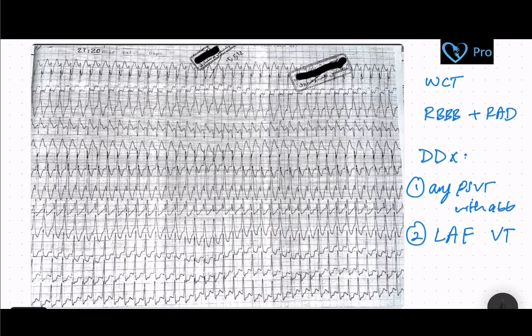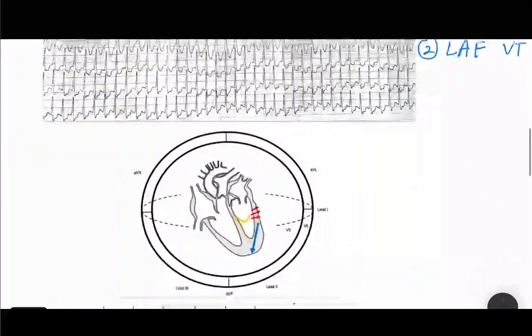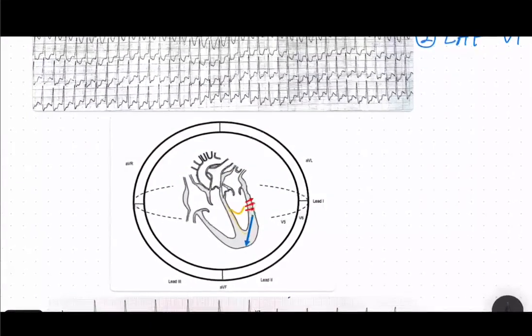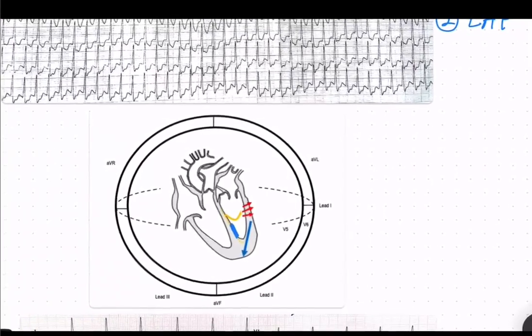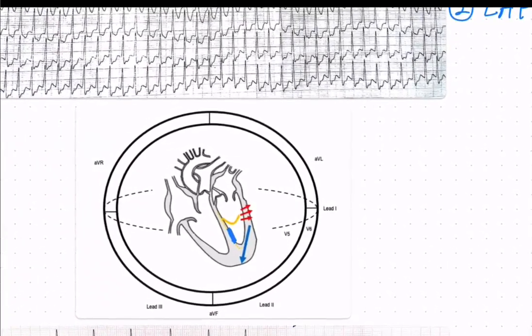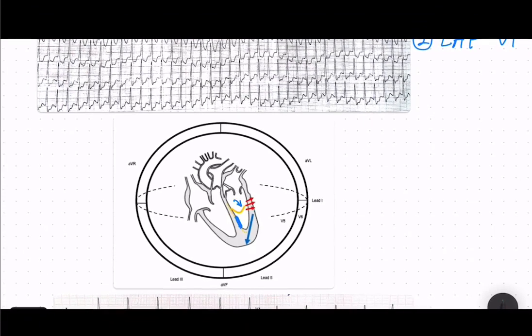However, it is much less common for the left posterior fascicle to be blocked than the left anterior fascicle. As you can see in this image, the left posterior fascicle is much more broad, relatively resistant to damage compared to the slim single tract that makes the left anterior fascicle. It's extremely rare to see left posterior fascicular block in isolation. It usually occurs along with right bundle branch block in the context of a bifascicular block, like our case.